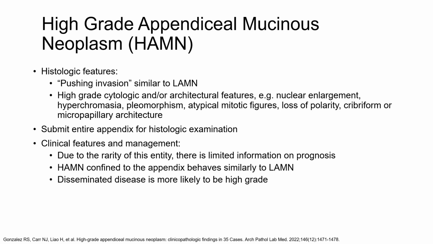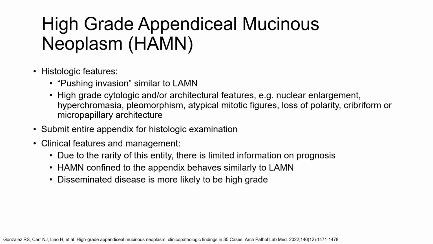So as I mentioned, this is characterized by pushing invasion, and we can look for high-grade cytologic and or architectural features. So some of the cytologic features we can look for are nuclear enlargement, hyperchromasia, pleomorphism, atypical mitotic figures, loss of polarity, meaning that the cells are at different locations in the cell rather than all sitting at the bottom of the cell. And then in terms of architecture, we can look for cribriform or micropapillary architecture. The appendix should be submitted entirely for histologic examination to make sure that there's nothing worse, such as an adenocarcinoma, and also to appropriately stage these.